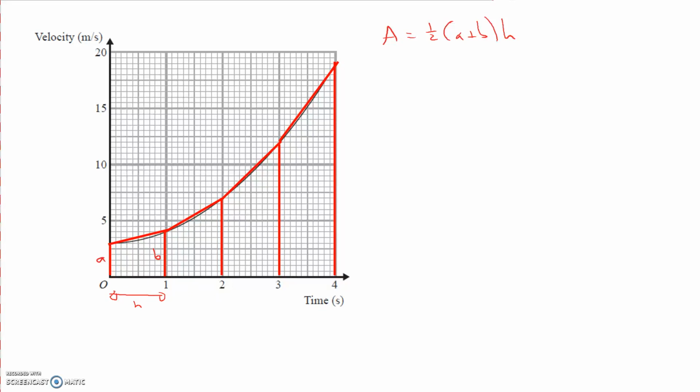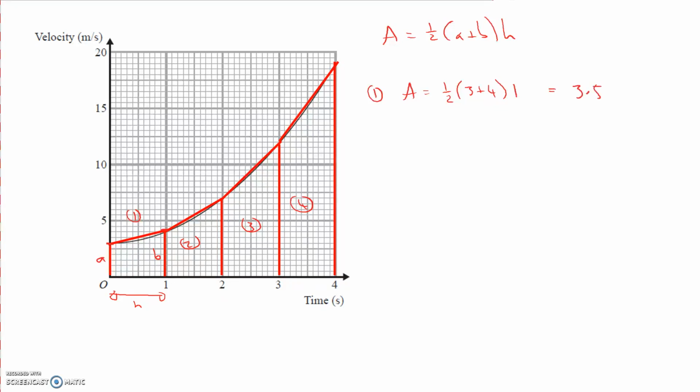After that, we can work out the area of each of those four trapezia. So let's do area 1. Area 1 is half times a plus b. Again, I've got to look at my scale carefully. I think that's 3, and I think that's 4. So we've got half 3 plus 4 times height, and the height is just 1 second. It's 1 across, so that bit's easy. That gives me half of 7 multiplied by 1, which is 3.5.